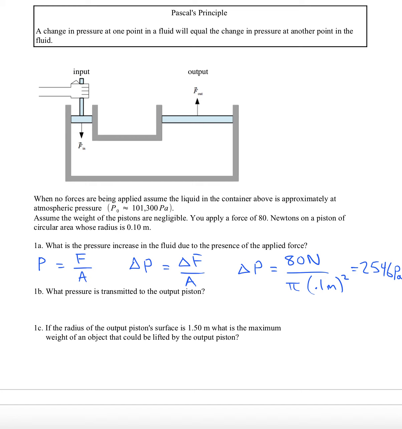So what pressure will be transmitted to the output piston? The same. So what pressure will be transmitted to the output piston? The same, according to Pascal's principle.